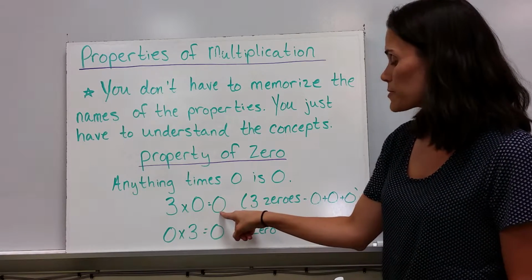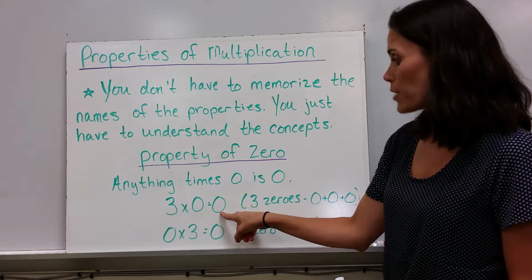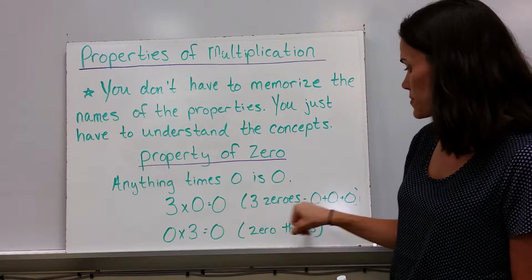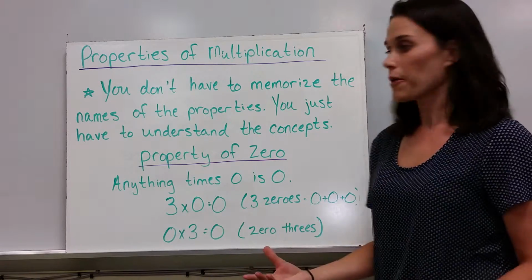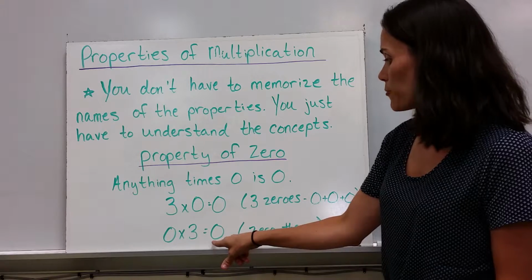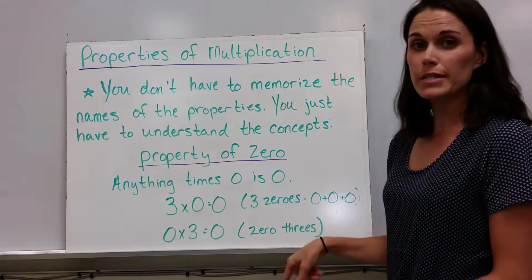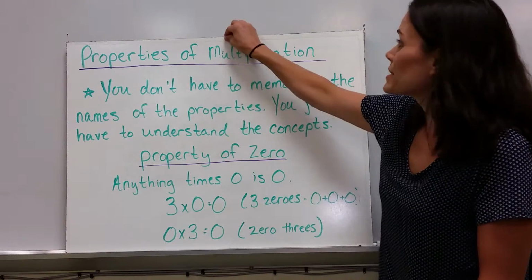3 times 0 equals 0. That can be reread or rewritten as 3 zeros: 0 plus 0 plus 0, which is still 0. And 0 times 3 is 0, which can be read as 0 threes. No threes, that's going to be 0 also.